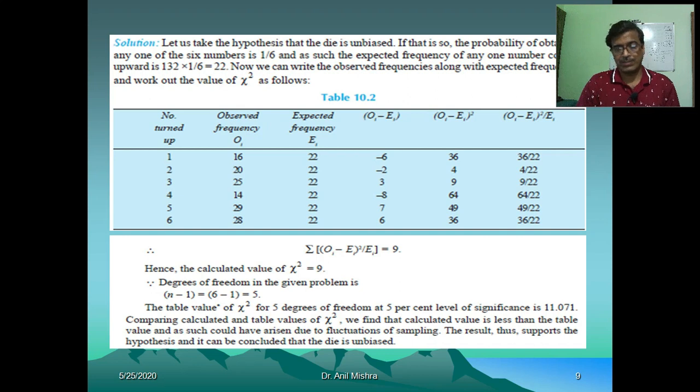First of all, if the problem is given, we have to study the problem systematically: what the observed frequencies are, then calculate the expected frequency, then move to the chi-square value. But prior to that, you have to define the null hypothesis, the alternative hypothesis, the degrees of freedom, the level of significance, and the critical value. We have to compare the calculated value with the critical value. In this case, the calculated value is 9, the critical value is 11.071. So the calculated value is less than the critical value, less significant, we have to accept the null hypothesis.